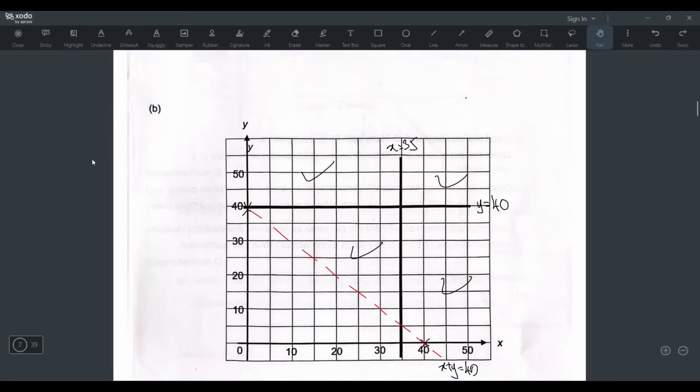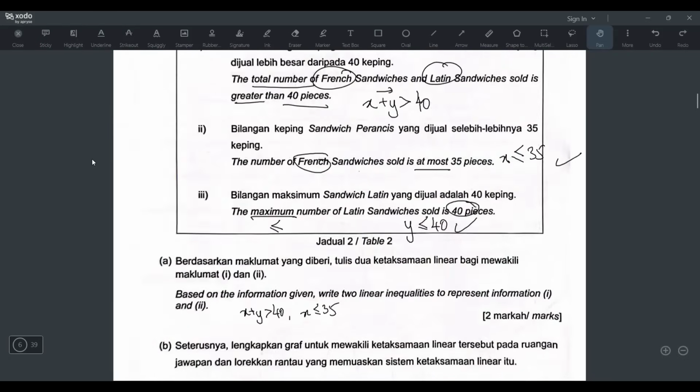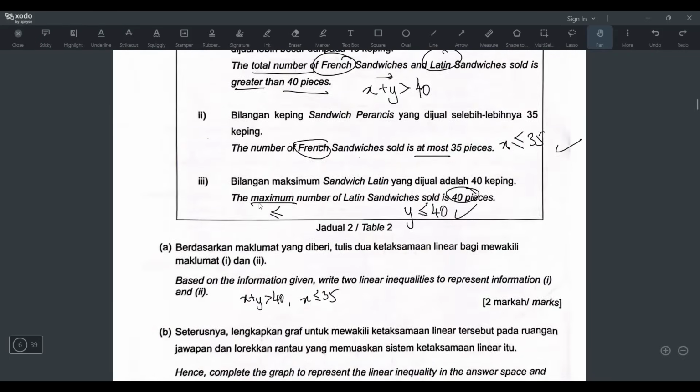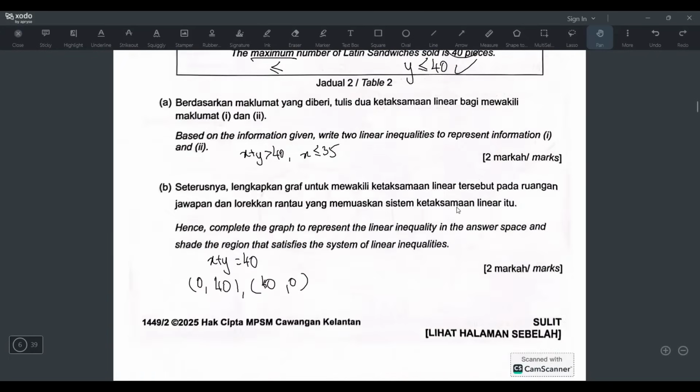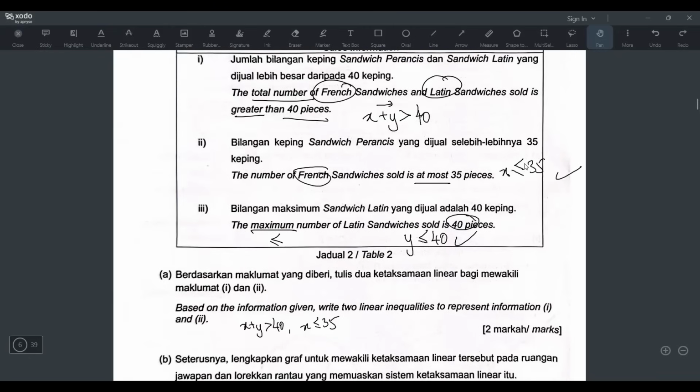Because you have to make sure you shade the region where all 3 overlap. Because there are 3 inequalities at the same time, you have to consider the other 2 inequalities. So let's look at the next inequality. x smaller equals 35.